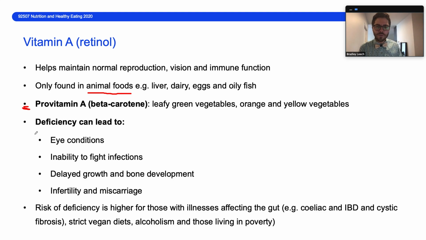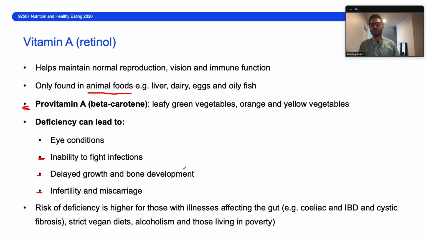Now, deficiency of vitamin A, think of eyes, generally eye-related conditions, one of which is night blindness. If someone has night blindness, it may be a result of vitamin A deficiency. Another deficiency sign is an inability to fight infection. So that's your immune response. Infertility and miscarriages are another indicator of vitamin A deficiency. Delayed growth and delayed bone development could be another potential sign and symptom of vitamin A deficiency.